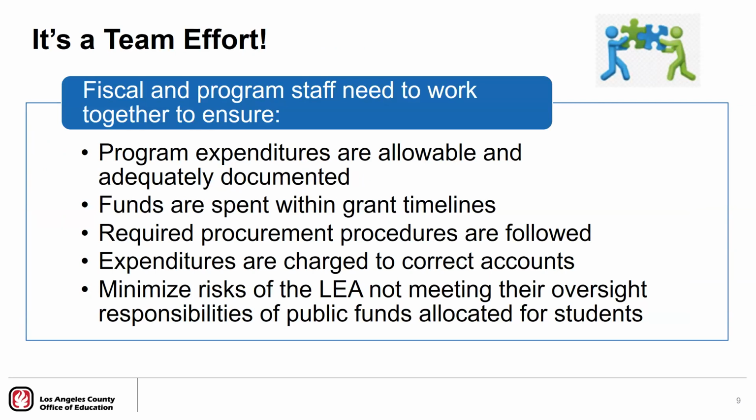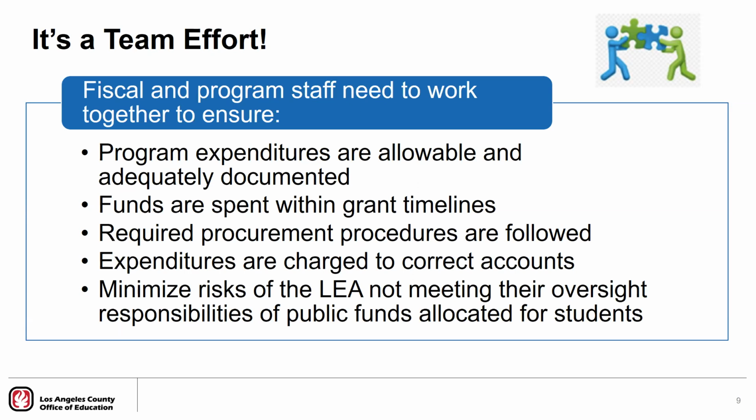So when implementing your federal programs, working as a team is a must. Fiscal staff process payments, but the program staff need to be involved in determining allowability. The fiscal staff may track and report the grant expenditures, but program staff make decisions about the spending and need to be aware of the timelines.